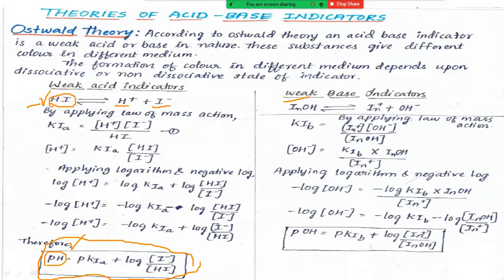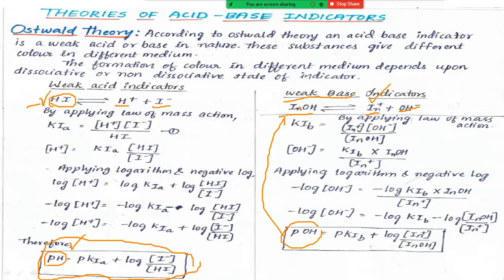In the same way, when we use a basic indicator, for example, InOH, when it is dissociated, it gives In plus and OH minus, right? This basic indicator is also dissociated at particular pH values. So we need to calculate the pOH values of these indicators. Okay. At these particular pOH values only, these indicators will be dissociated and form ions, right?